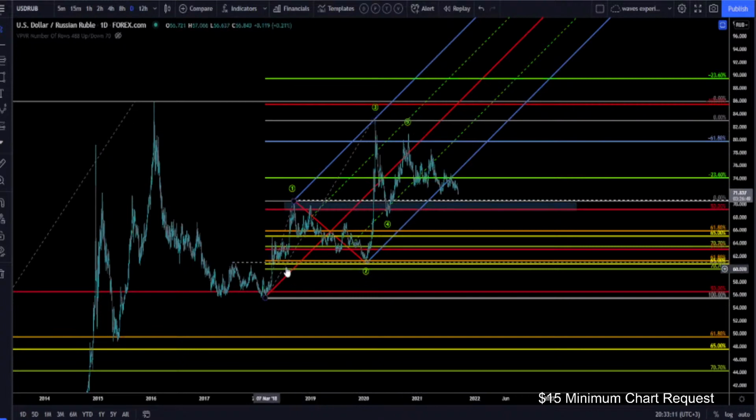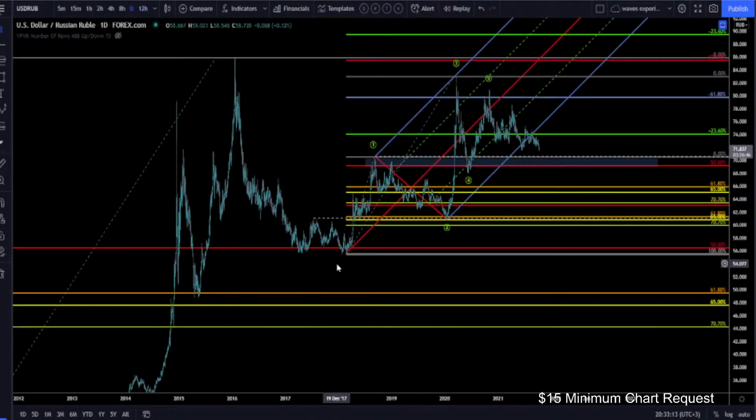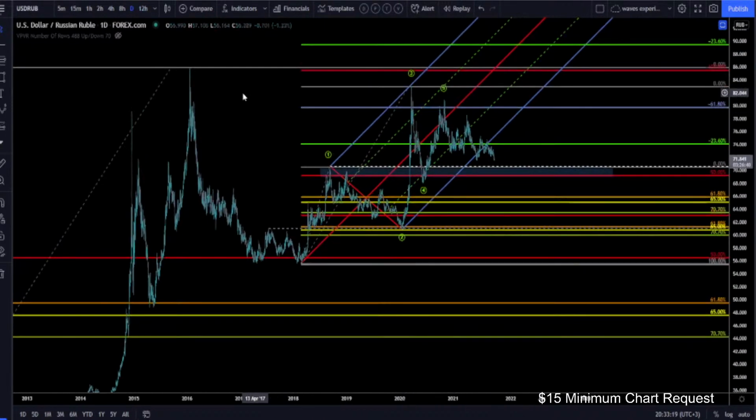Even if you're just thinking corrective, it's ABC. This would be 1, 2. That's not a great start of something coming down. So my view would be no trade. I just don't see enough of a reason here to risk money.